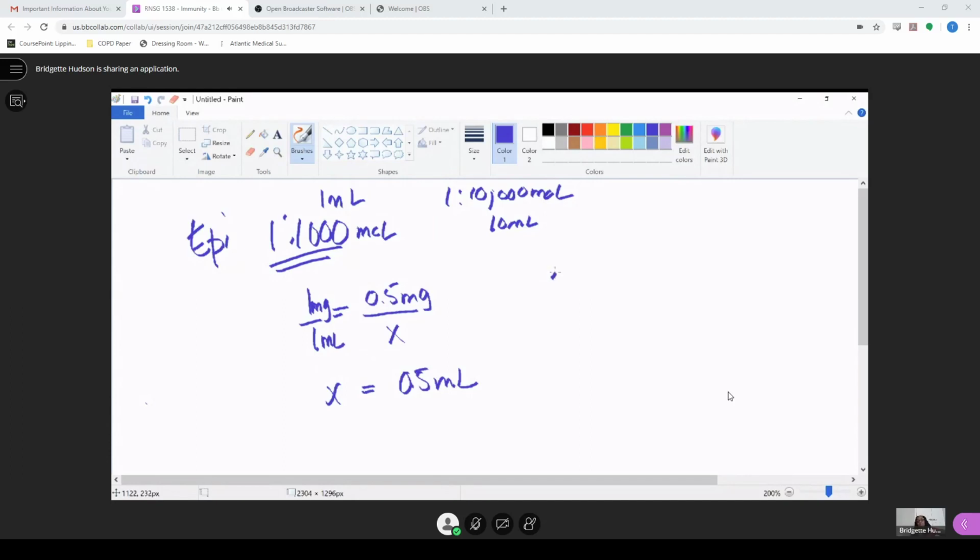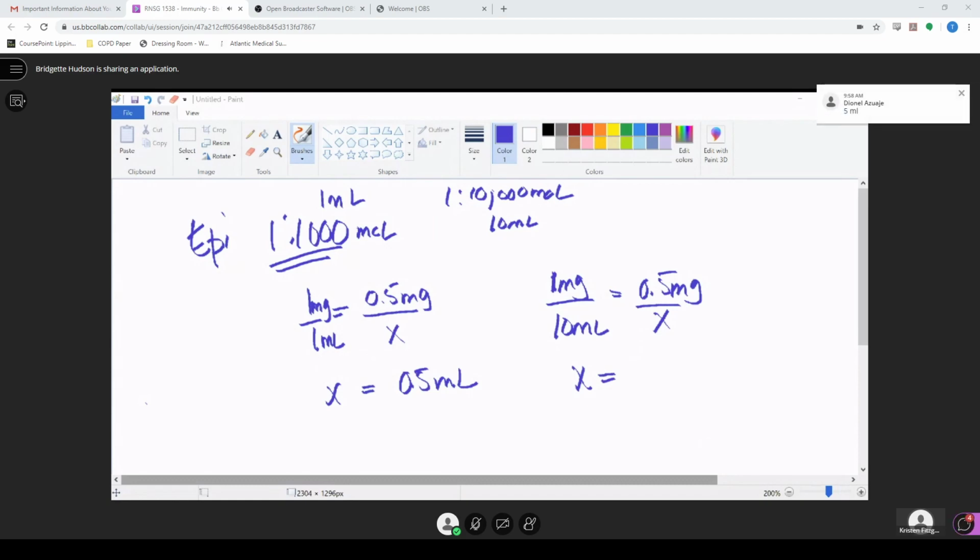To 10,000, then this would be 1 milligram, and 10 milliliters equals 0.5 milligrams over X. So now X would equal 0.5 times 10. And that would equal 5. Okay, thank you. So that's how 5 milliliters.